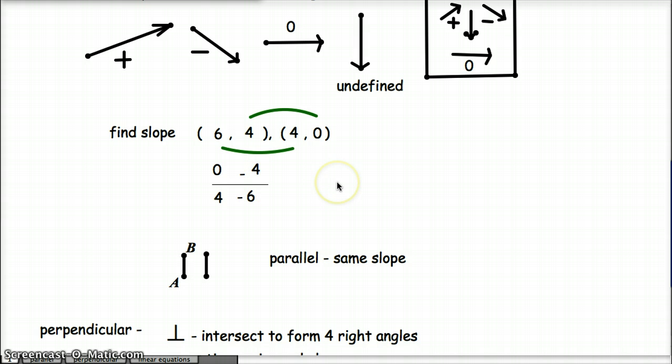Well, 0 minus 4 gives you negative 4 over negative 2. Negative 4 over negative 2 is positive 2, right? Negative divided by negative is a positive 2.